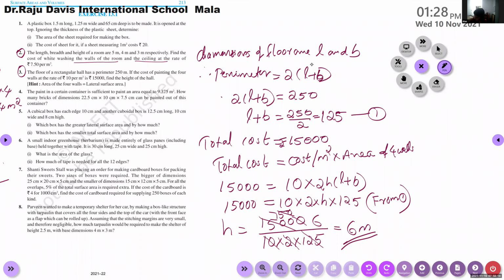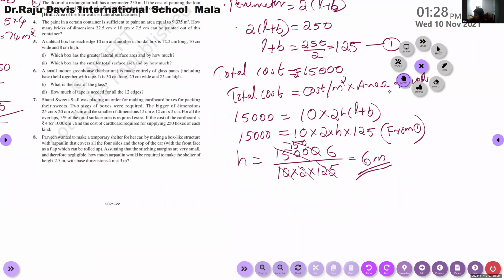We can do this in another way, right? Say, we will discuss. 250 into (10 plus H) is equal to 15,000. So, that 250 will come to the right side. If it is plus here, it won't be division. Only if it is multiplication, it will be division. Otherwise, minus, if it is plus.